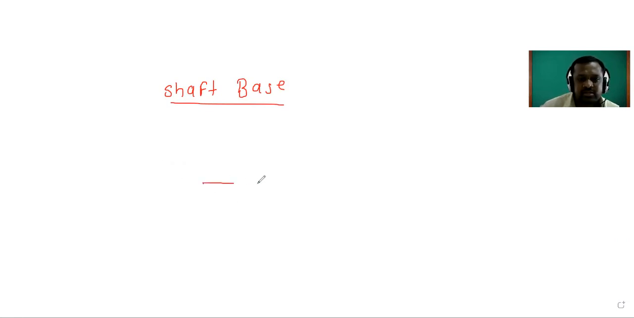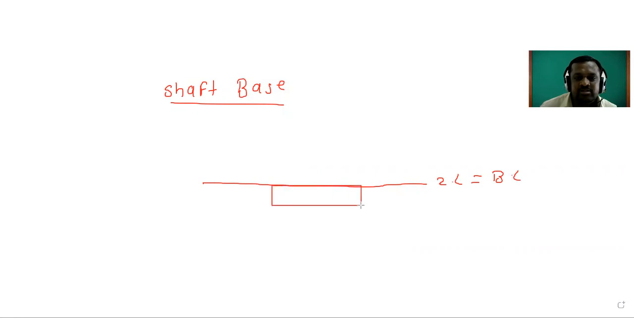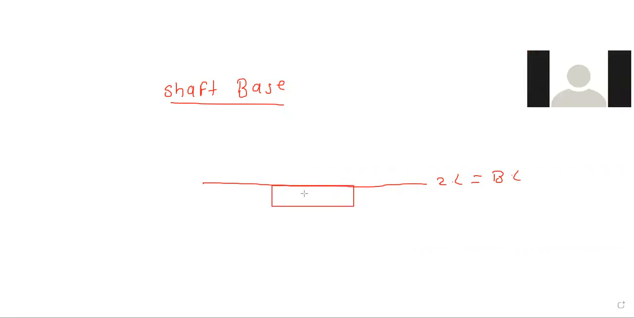Suppose this is the zero line. See, this is the zero line. We can see this is the basic line. Then tell me, here in the shaft based system, which tolerance zone are we fixing? We are fixing the tolerance zone of the shaft only.